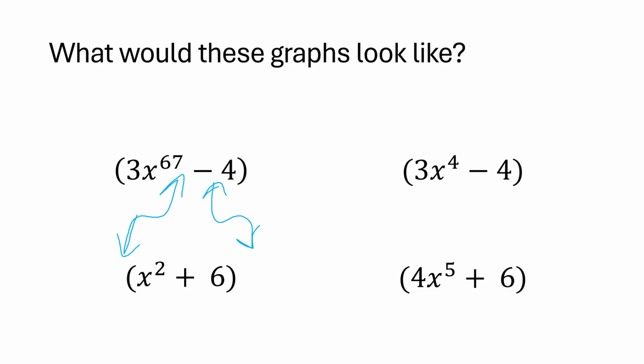Okay, what about 3x to the 4th minus 4? Is my degree even or is it odd? It's even. So that means that they are going to go, is it the same or the opposite? Correct, it's the same. So we could go like this or like this. What about x squared plus 6?